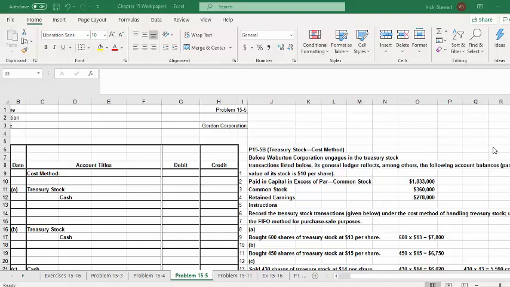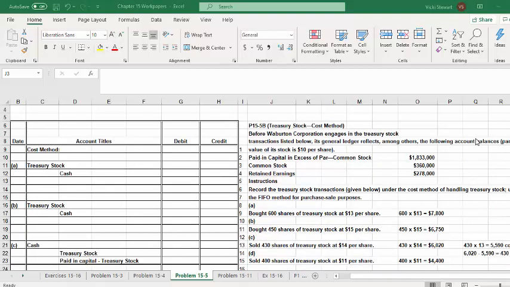The instructions state to record the treasury stock transactions given below under the cost method of handling treasury stock and use the FIFO method for purchase-sale purposes. Part A states we bought 600 shares of treasury stock at $13 per share. To determine the cost of the shares, we take 600 shares times $13, and that equals $7,800. So to record the transaction, we would debit treasury stock for $7,800 and credit cash for the same amount.